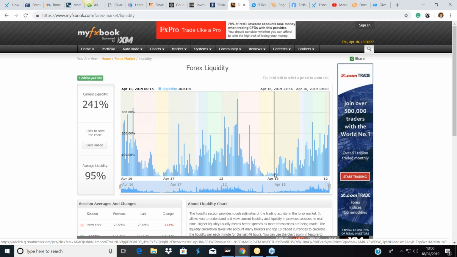And you can see here also the liquidity in the Asia session, which is always going to be less because there are fewer participants.